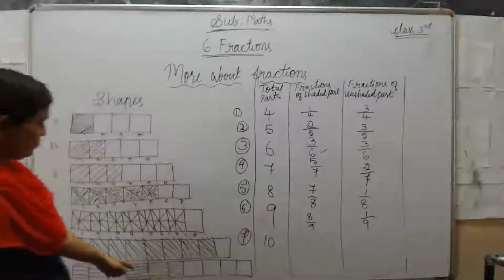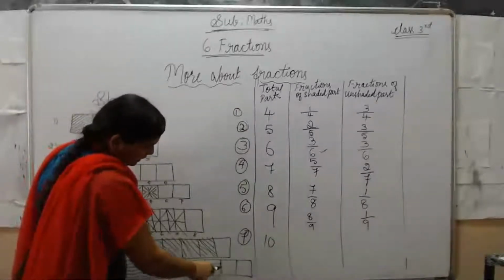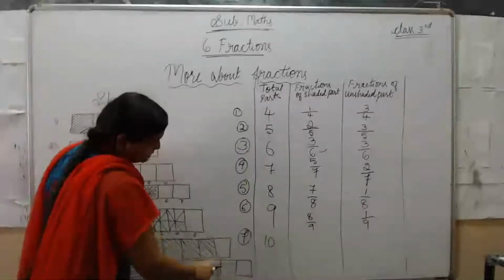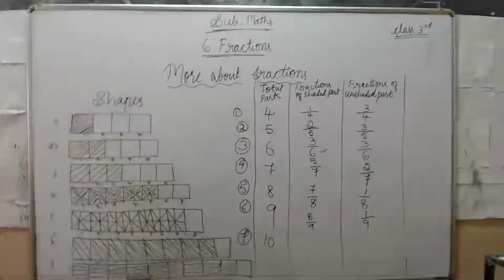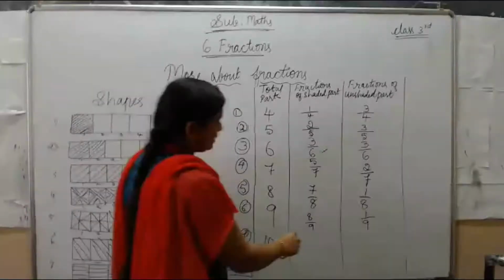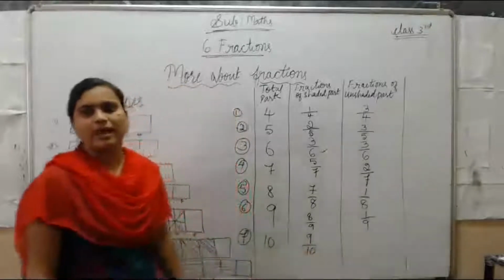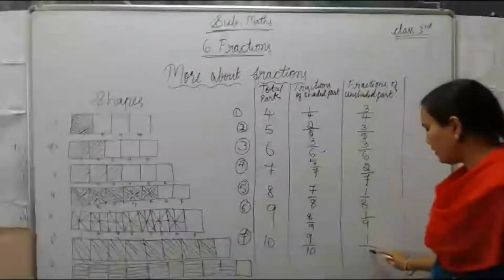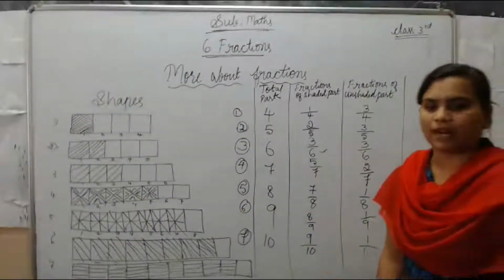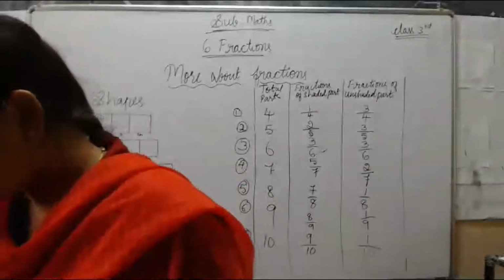1, 2, 3, 4, 5, 6, 7, 8 and 9. 9 parts I am shading here. How can I write this? It's 9 by 10. Okay, students, it's 9 by 10. Unshaded fraction, that's 1 by 10 is the unshaded fraction. Okay, students, did you get this one?